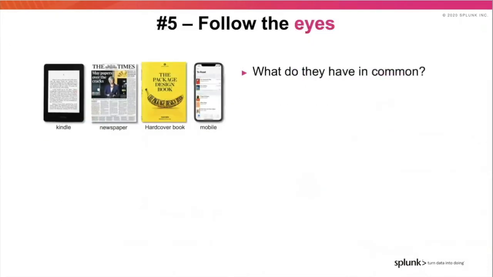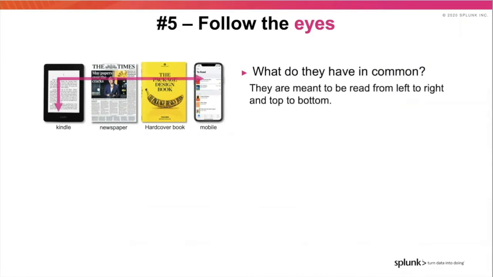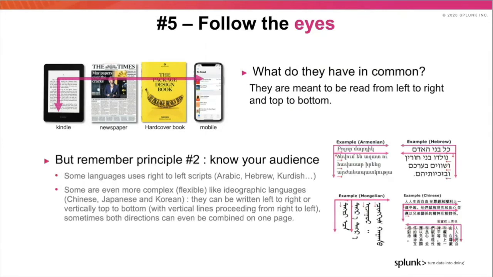Principle number 5, follow the eyes. What does it mean? Well, when you look at all the different ways of sharing information, whether it's your e-reader, your newspaper, a book, or a mobile application, they have always something in common. Usually, they have been created to be read from left to right and then from top to bottom. So the most important information in your dashboard or table should be on the top left side. Everything on top is more important than everything below, and everything on the left is more important than everything on the right, because that's the way our brain has been trained to read. But remember again, know your audience.